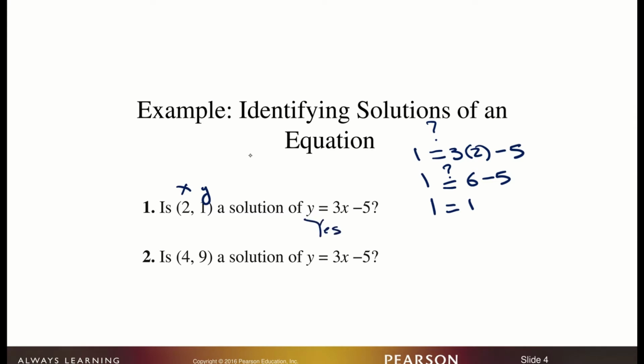Is the ordered pair 4, 9 a solution of this equation? You should pause the video, go see if it is or not, and then come back to watch the rest of the video.